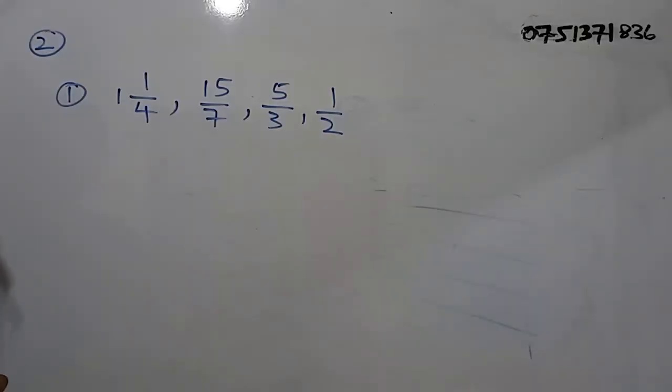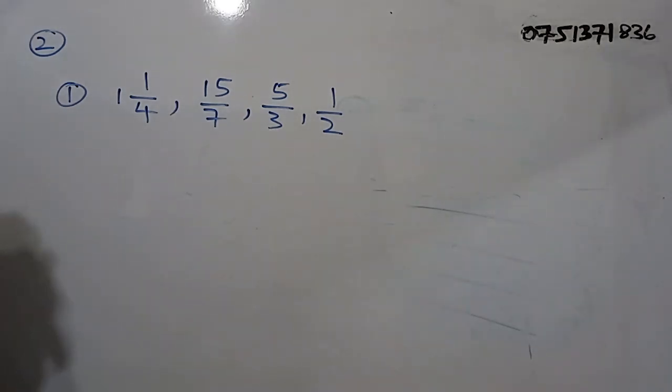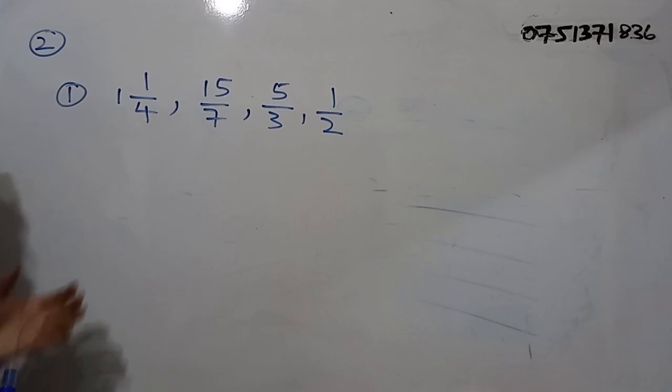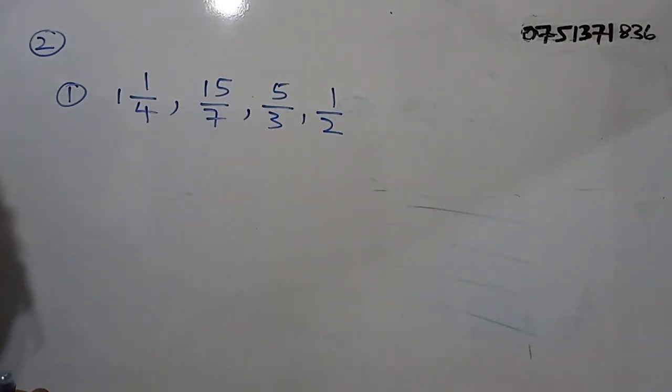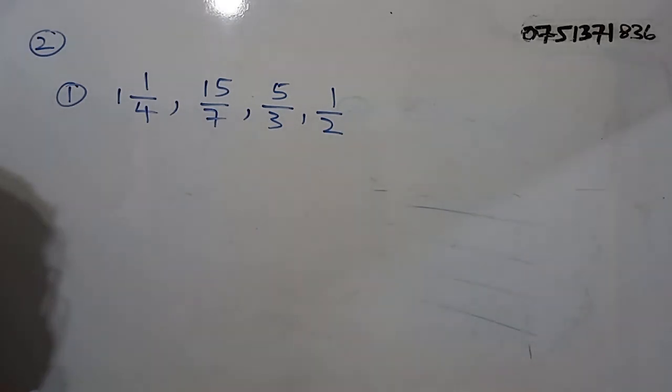Okay, so question number 2, under that part 1. We have been given several fractions that we need to arrange in ascending order. That means smallest to the largest. Now, apart from the usual way of doing things, there's a very easy way, right? So we can convert these two fractions into mixed numbers, right?